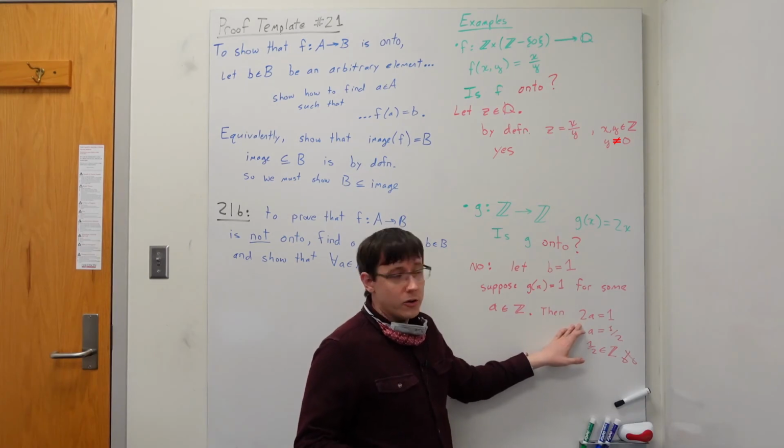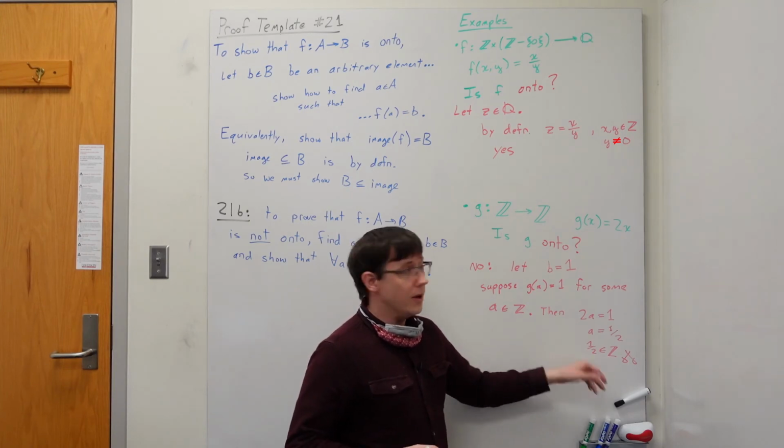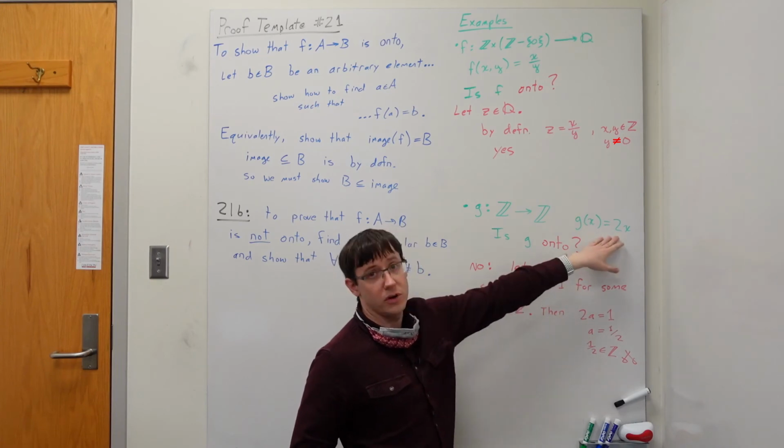If there were an integer that produced 1 as an output, then a half would be an integer, so we have a contradiction, and so there is no input integer that produces 1 as the output of this function.